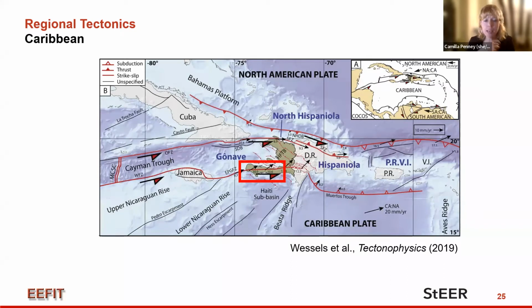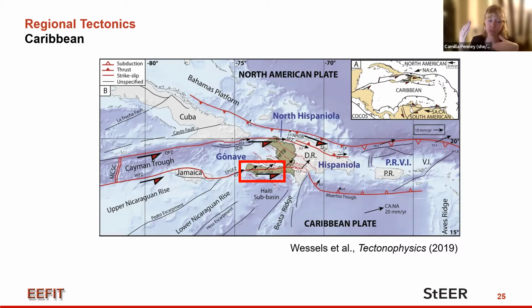And so what you can see here is that that collision is highly oblique to the plate boundary in this region. And what that means is that as well as lateral strike-slip motion, we also have compressional motion occurring across Hispaniola. And the way that this is taken up in terms of faults is that there's partitioning.